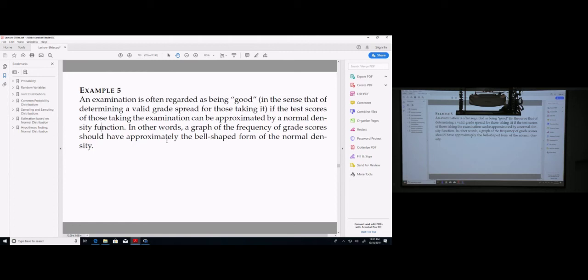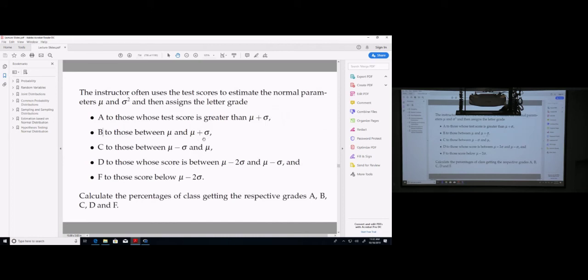In other words, a graph of the density frequency of the grade score should have approximately the bell shape. So people usually plot a histogram of the actual scores, and then visually judge whether it is bell-shaped. Now suppose it is a normal curve, a bell curve, how do we assign the grades? This is not exactly what we do, but close: A to those whose test score is greater than mu plus sigma, and B to those between mu and mu plus sigma, and so on.